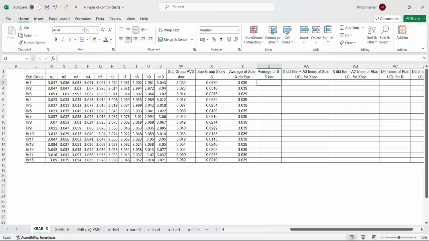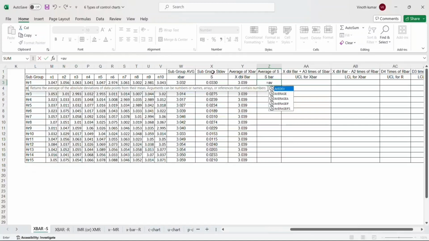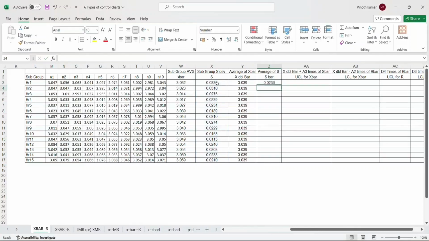Similarly, I have to calculate my average of standard deviation, subgroup standard deviation. So I say is equal to, I put the average formula, then I select my standard deviation values. This is my average of standard deviation, which is S bar. So this is again going to be a straight line. This is the central line for my standard deviation chart. I refer this value to all the cells in my table. And now we have to calculate the control limits.